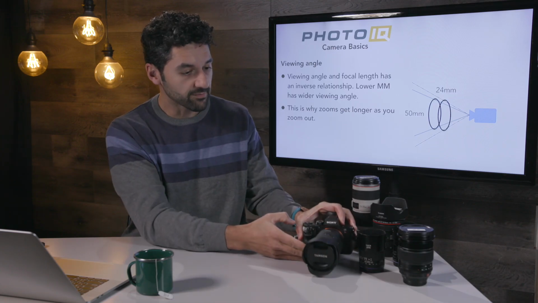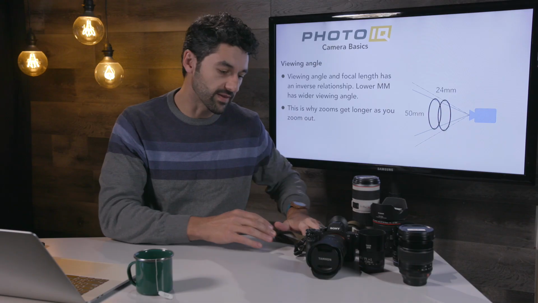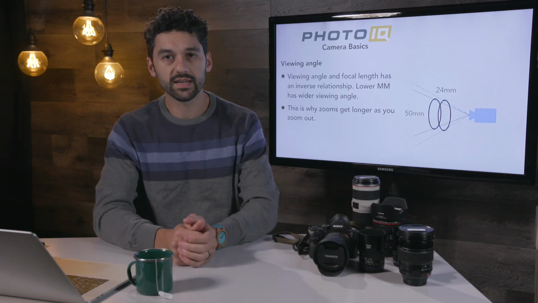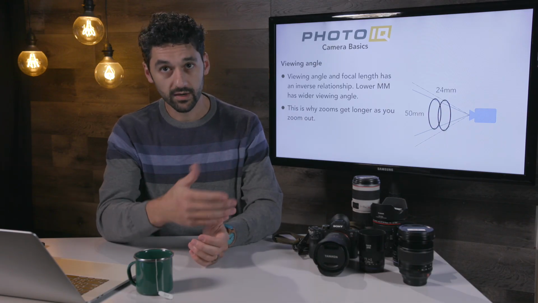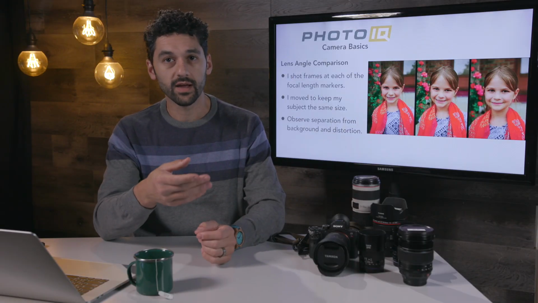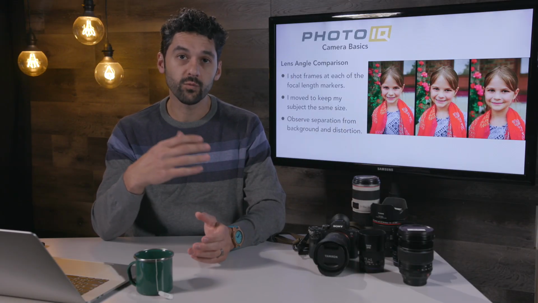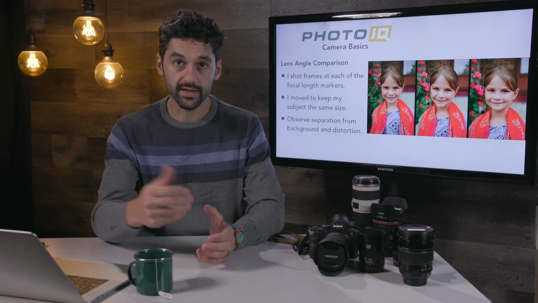Okay? And that is much more common. You're gonna find that to be the case. Internally zooming lenses are gonna be much rarer and much more expensive. Now let's get into a few image representations of what the different focal lengths are gonna look like.